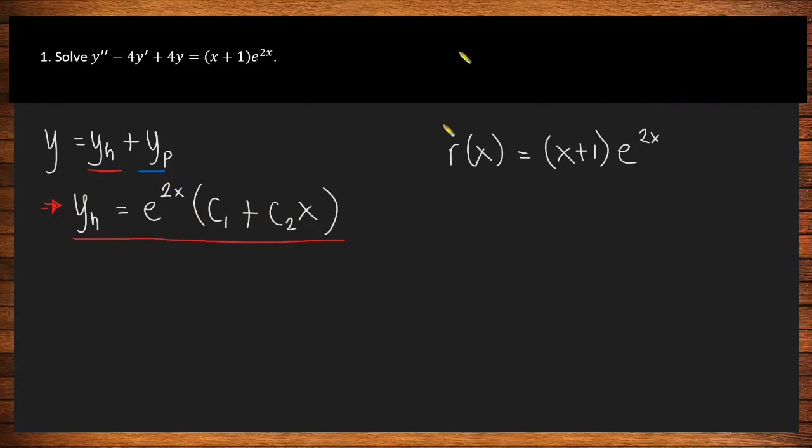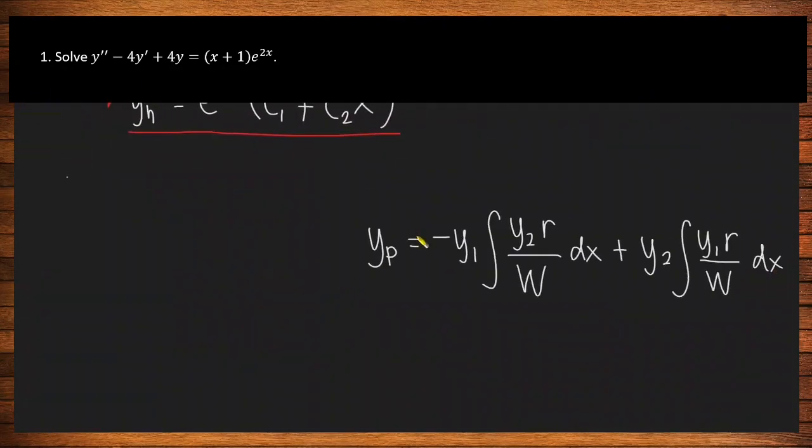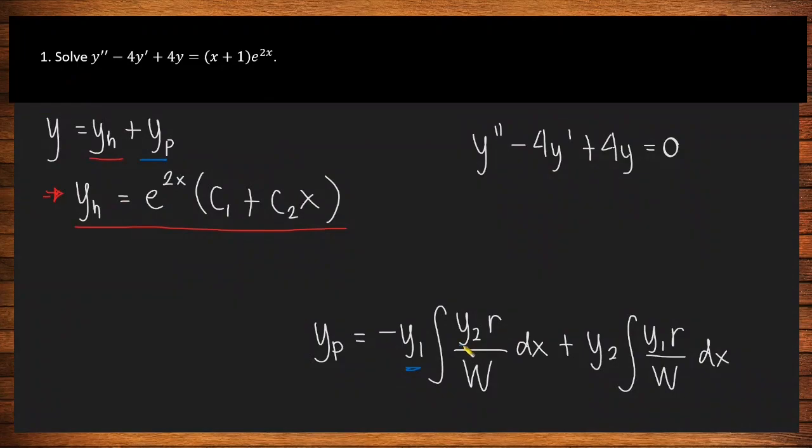So, galing dun sa formula for our y sub p, again, yung value ng y sub 1 and y sub 2 dito will be the basis of solution for our corresponding homogeneous ODE. Madali na lang to kasi kinuha na natin yung solution ng equation na to kanina. Okay? So, for our y sub 1, this will be equal to e raised to 2x. And then for y sub 2 naman, this will be equal to x times e raised to 2x.